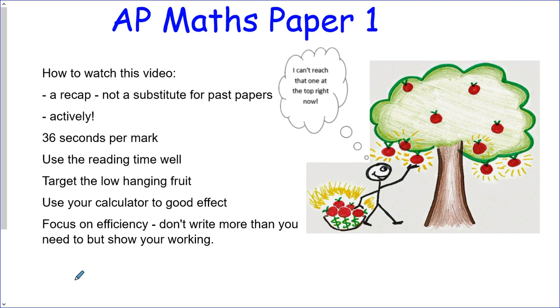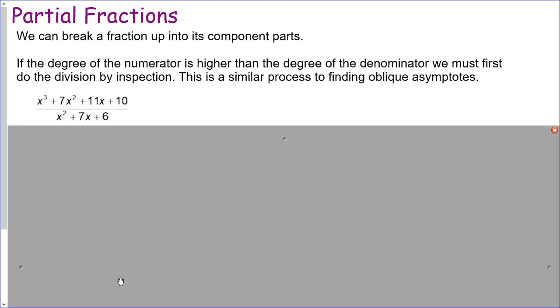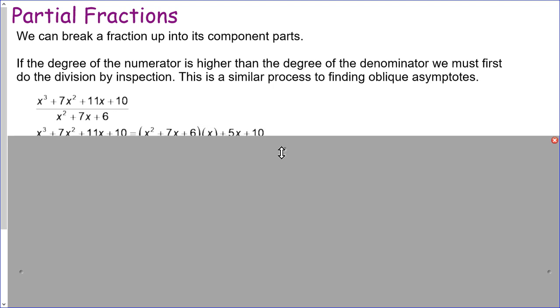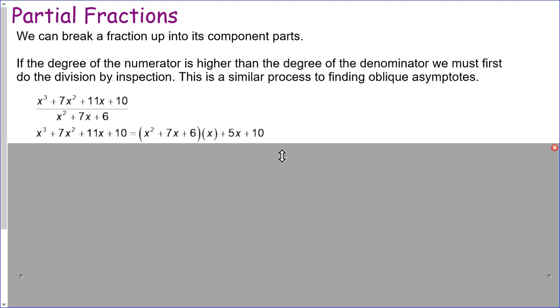Right, let's kick straight off with our first topic, partial fractions, which is the notion of breaking up a fraction into its component parts. If the degree of the numerator is higher than the degree of the denominator, we must first do the division by inspection. This is a very similar process to finding oblique asymptotes, which we'll get to a little bit later on. By inspection, I can see that I need to multiply this denominator by x to get the numerator correct down to the power of the denominator.